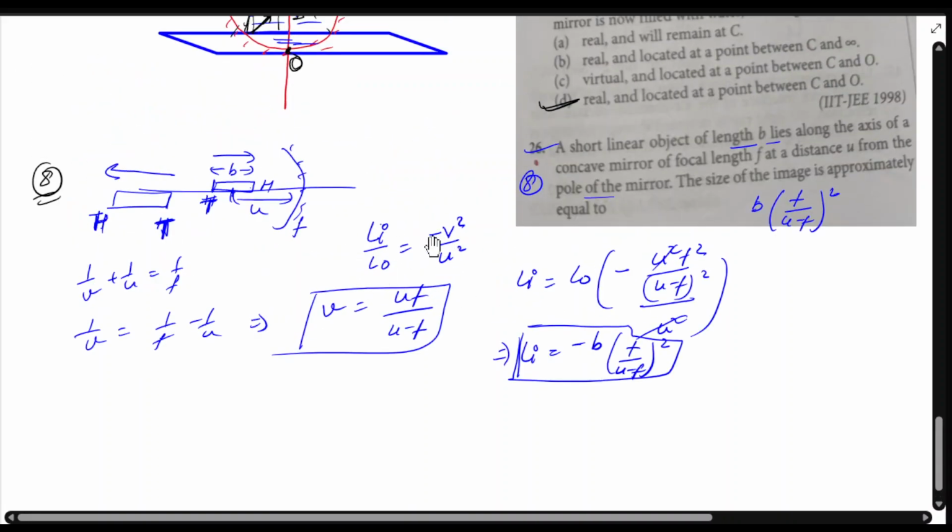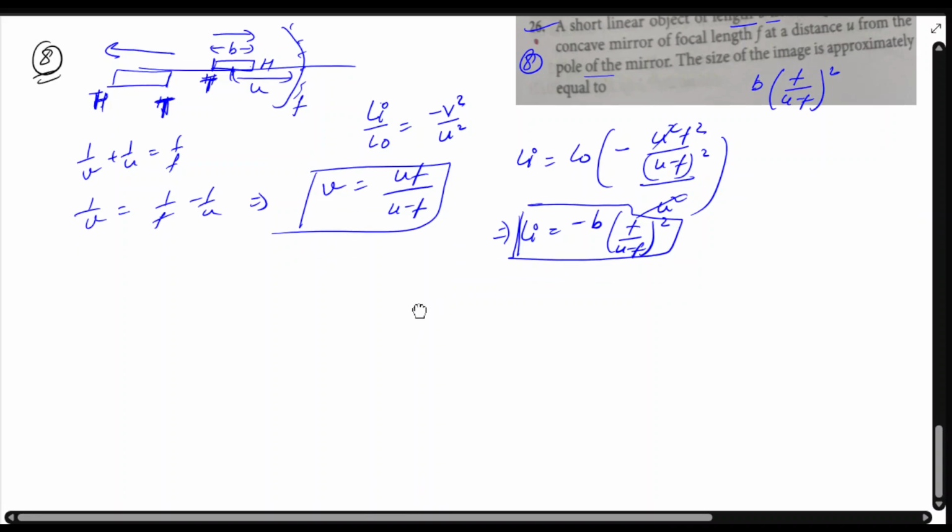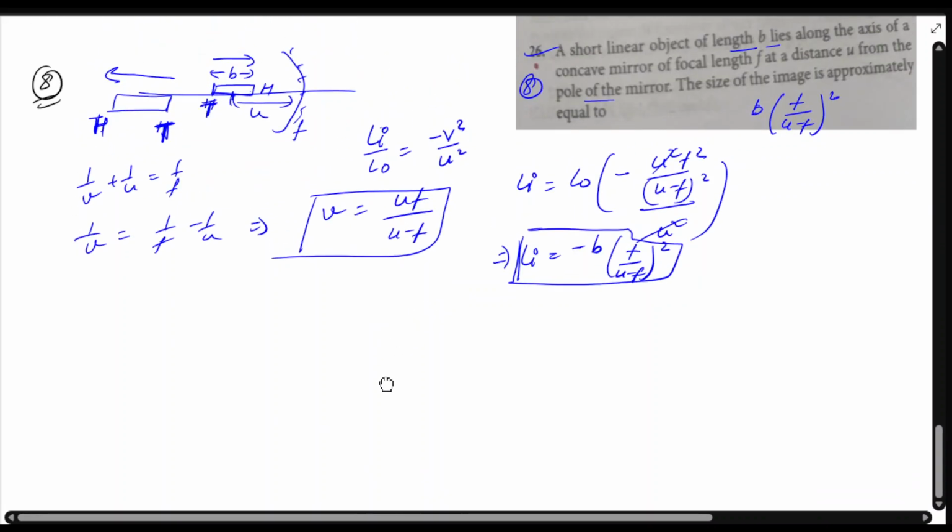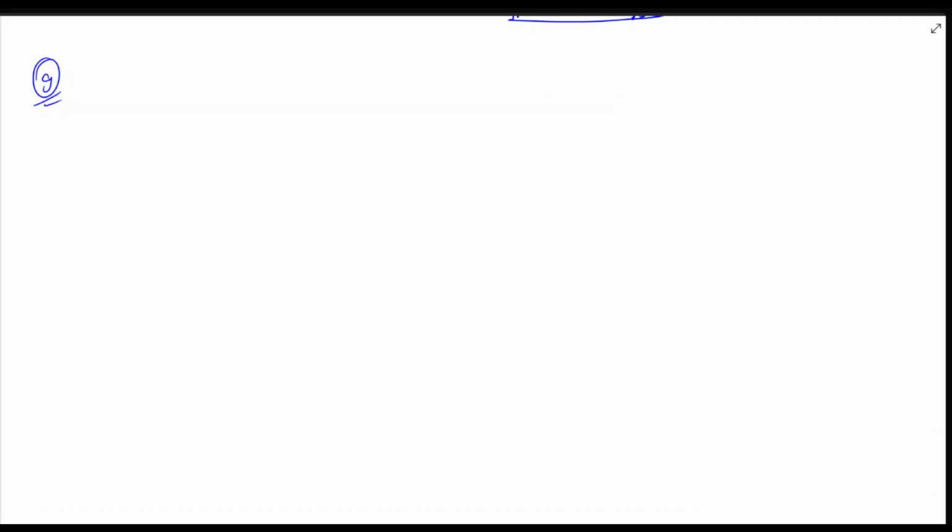This formula is only valid when the object is small. Look, a short linear object is given, so it's fine. Let's move on to question number 9.